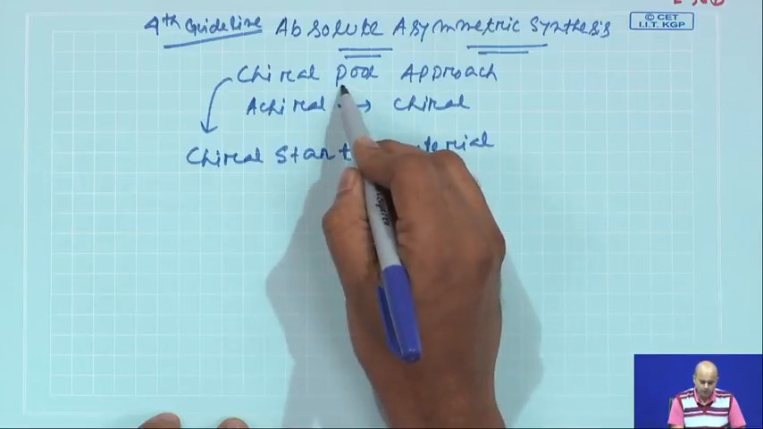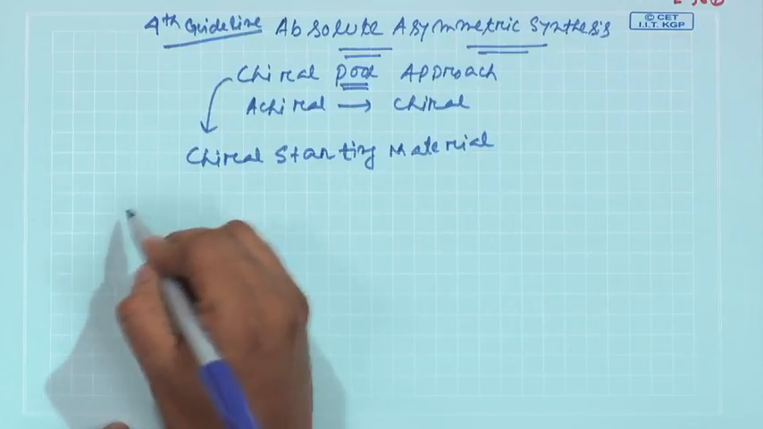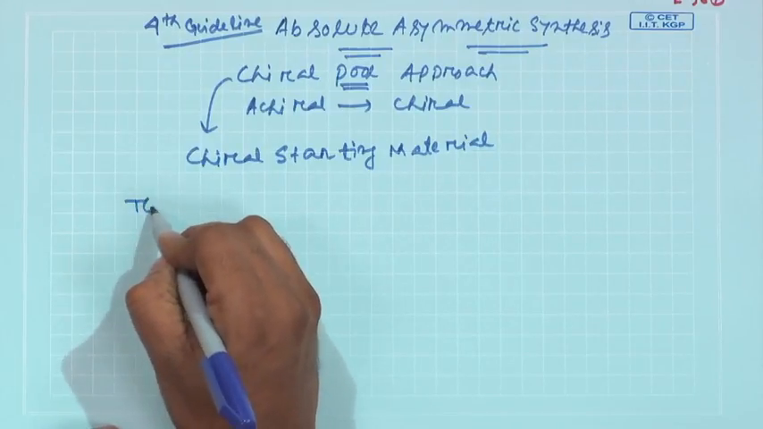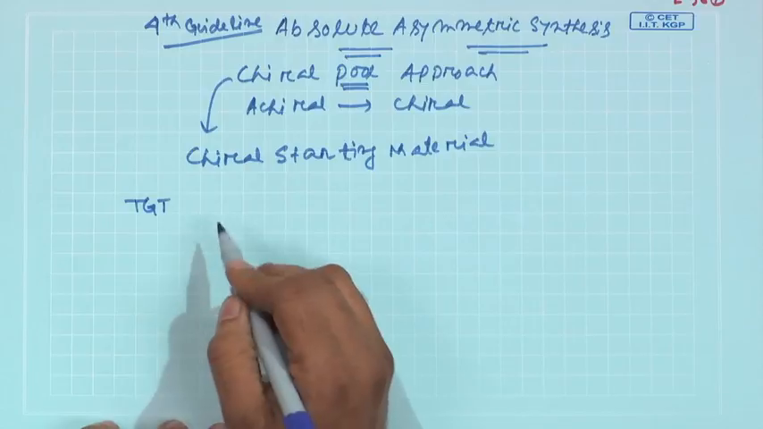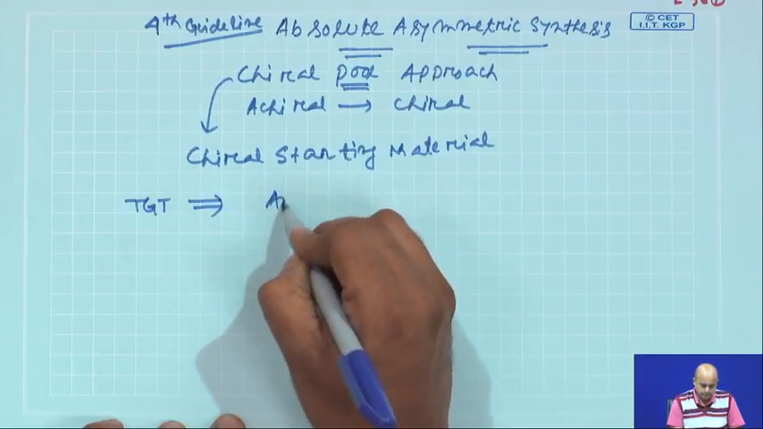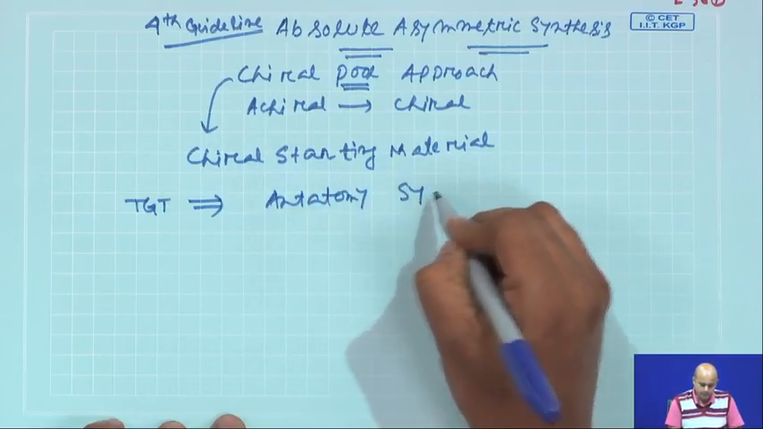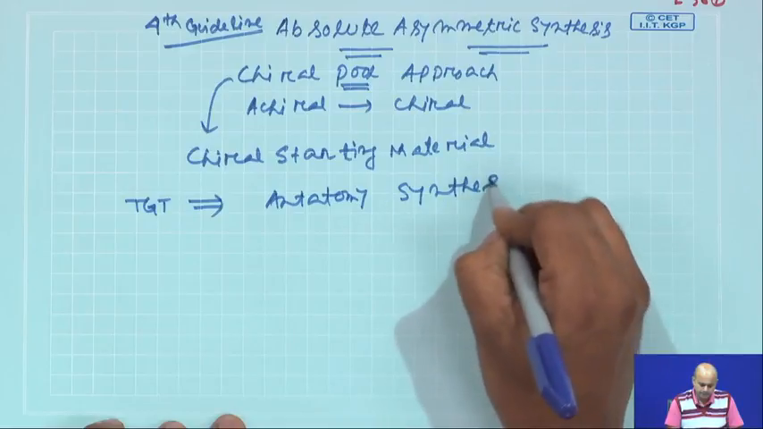and why is it called a pool? Pool means these chiral starting materials are plentifully available in nature. They are very cheap starting materials, and they are easily available from natural resources. So, if I try to analyze the target molecule, we will do an anatomy of the synthesis, meaning how to execute the entire synthesis.